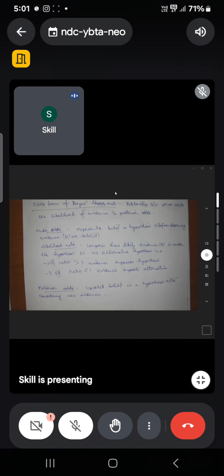Here you can write the evidence E or data D. In the formula on the slide, it is mentioned as data D. This can also be written as E. Just now see the formula.